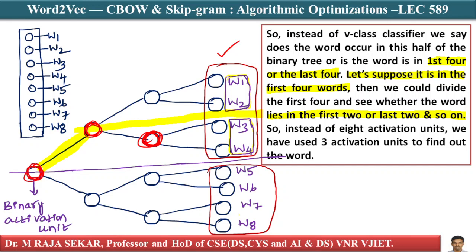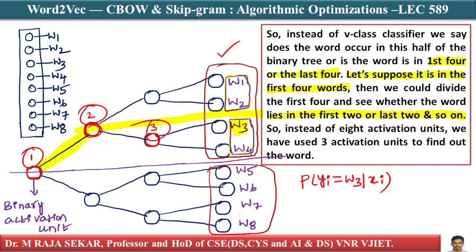So instead of 8 activation units, I just needed 3 activation units. This one is the first activation unit, second, third. And here I will get the probabilities of W3 and W4. Let me assume the probability of word 3 is bigger than the probability of word 4. In that case, what I will get is the probability of yi equal to 3 given xi.